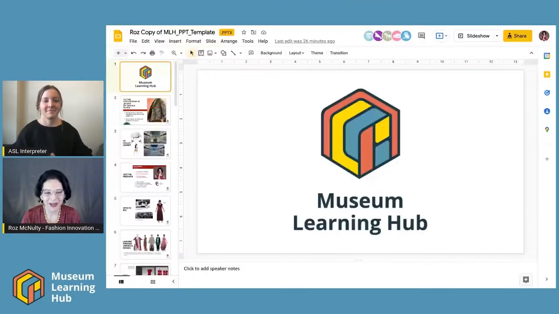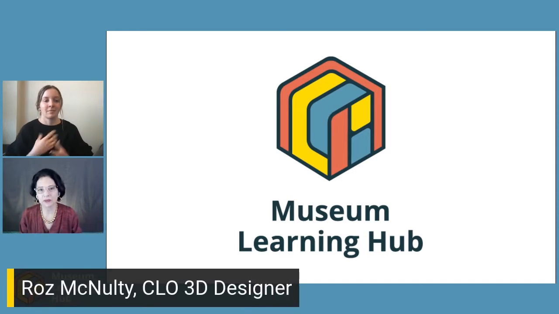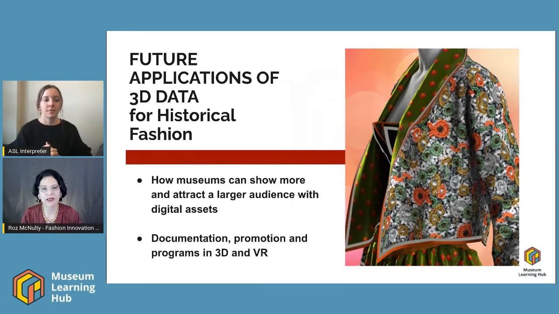Hi, thank you for such a lovely intro. I'm here today to talk about 3D documentation for historical clothing. It's my absolute passion, basically documenting things for the future in a mathematical way, because pictures are not enough. And this is really important for museums to show their collection and attract a larger audience. Once you have a 3D asset, you have the documentation, promotion, and programs for 3D, AR, and 2D photographs. It's a really important part of the future.